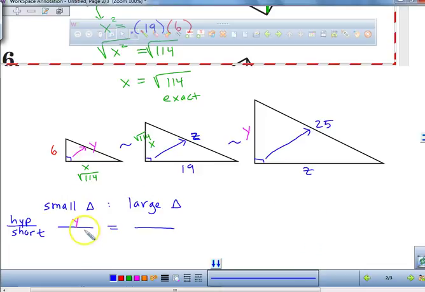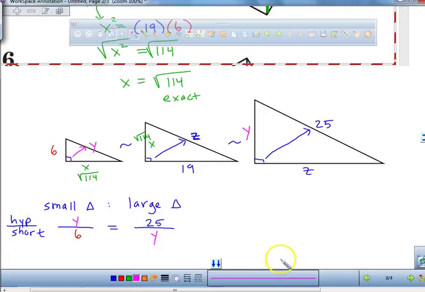All right, so what is the shortest side of this particular problem? What's the short side? 6. Okay, now go over here, compare. What's the hypotenuse over here? What's the hypotenuse in this triangle? 25. What's the shortest side in this triangle? Very good. So check this out.